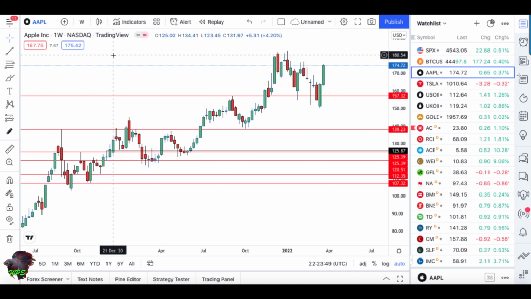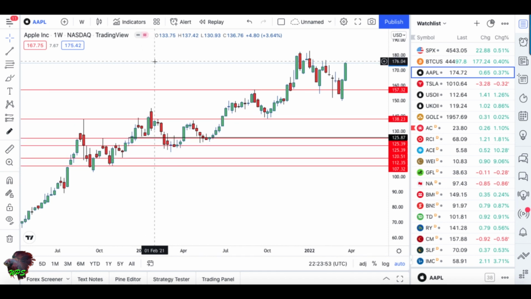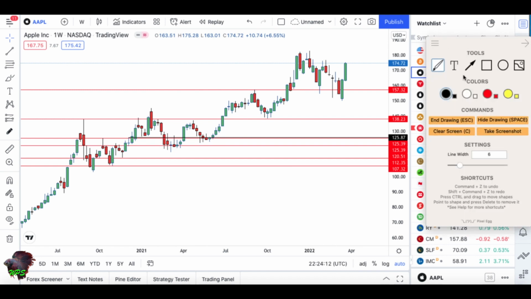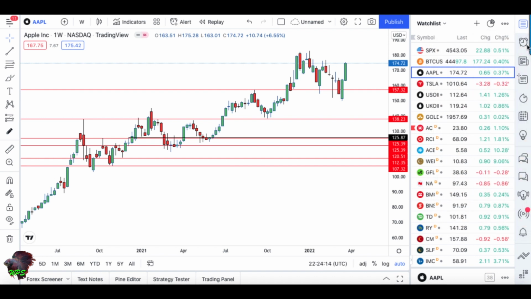Once again, today we're talking about breakouts. I'm going to start with one company that most of you are familiar with or wear their products. This is Apple Incorporated. We are looking at the 1 week chart, and in order to understand how breakouts work, we have to find these support and resistance areas.